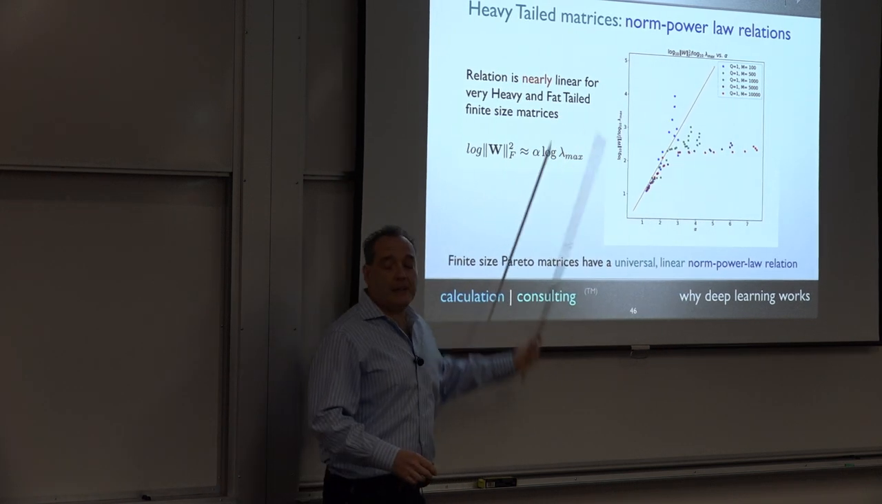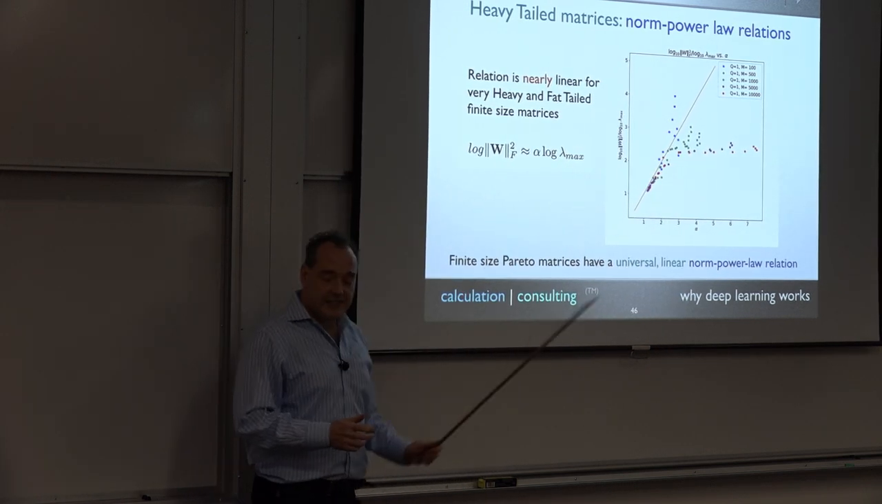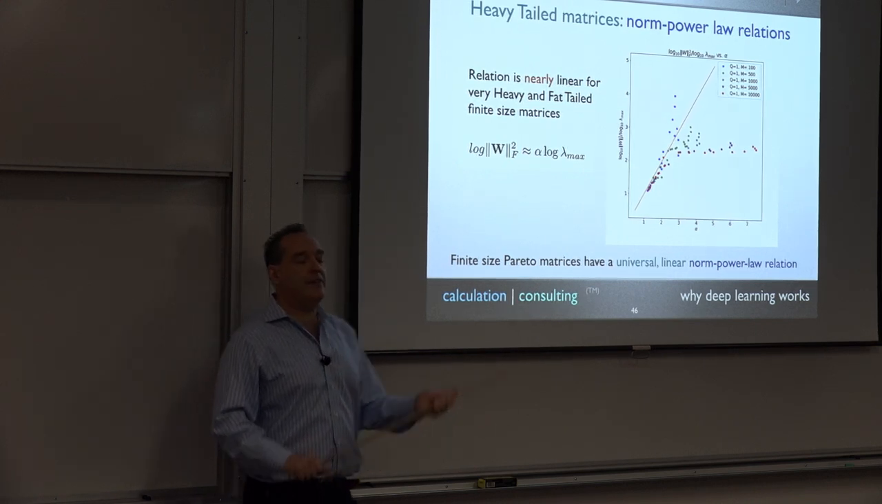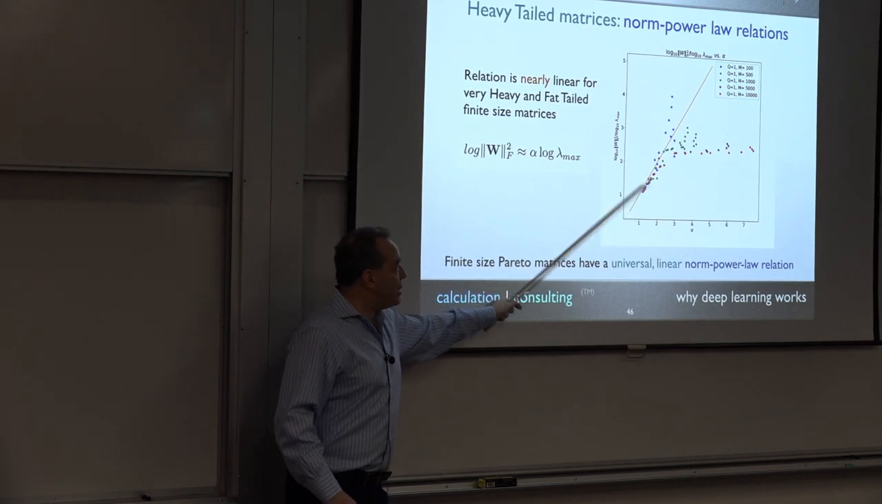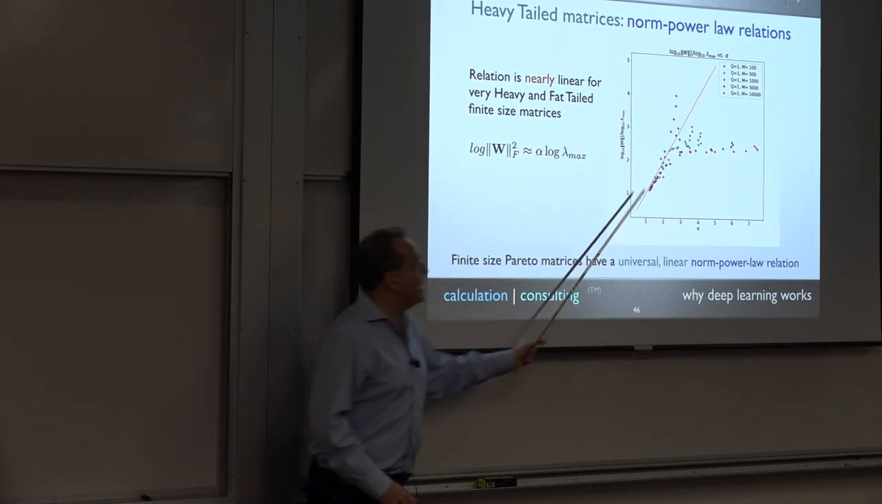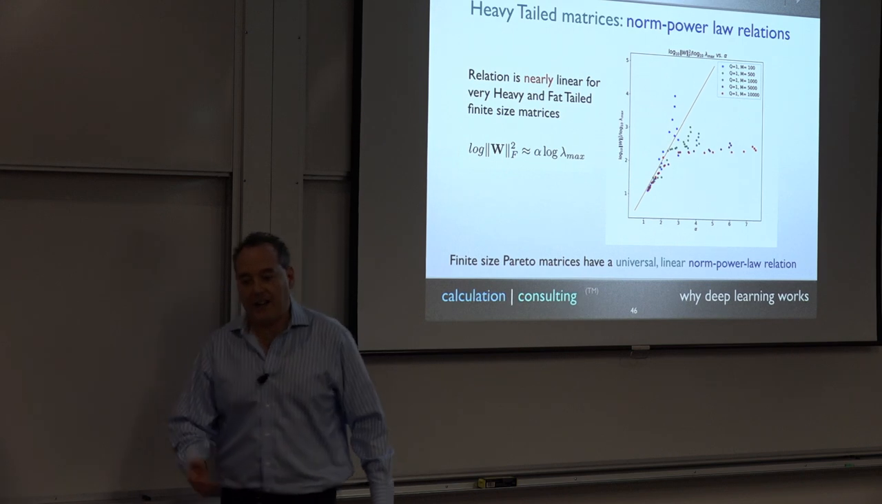I forgot to put it in the talk, but if you look inside the weight matrices for something like VGG19, you'll actually find plots that look just like this. So the actual real matrices inside neural networks exhibit these kinds of strong finite size effects.